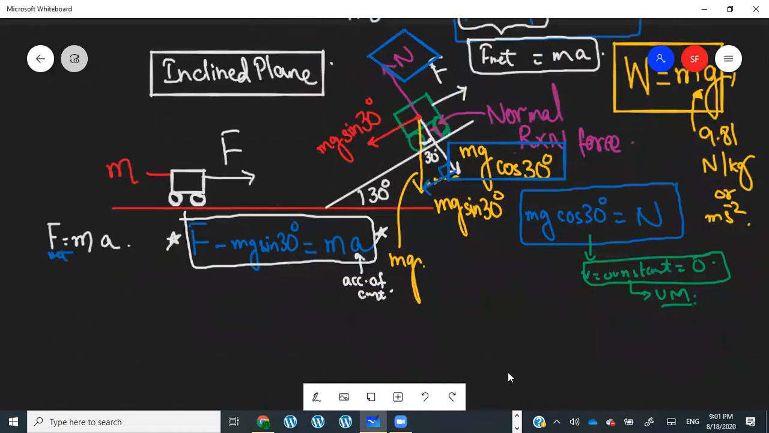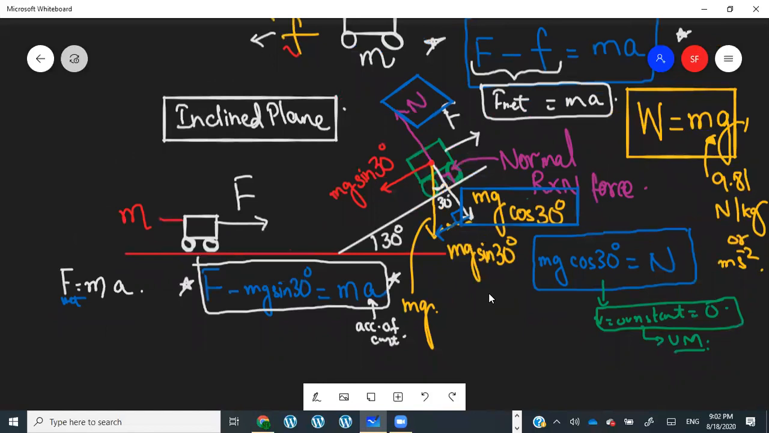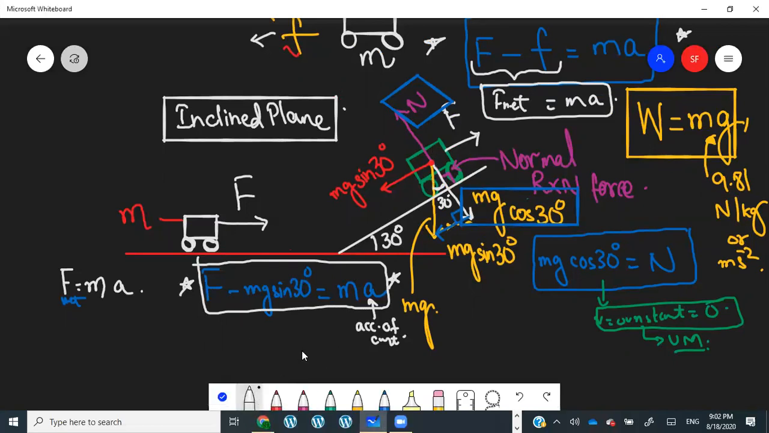This was all about the inclined plane in terms of forces. We also can deal with inclined plane in terms of energies. Basically, as you go up, it's gaining height, right? Gain in height means which energy is it gaining? mgh. Yep, it's gaining mgh. It's gaining gravitational potential energy.